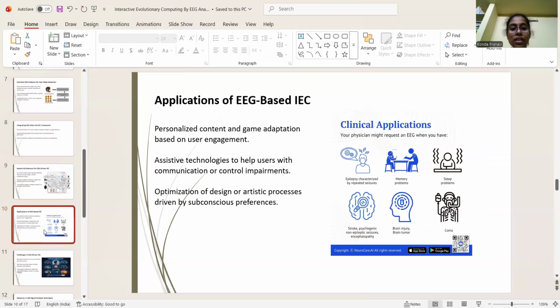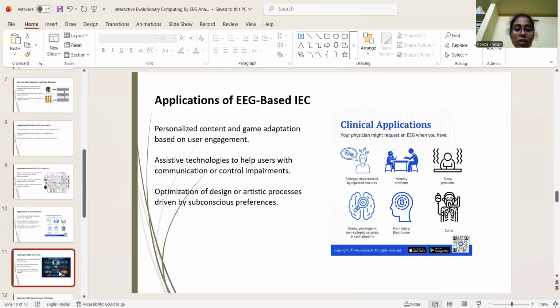Applications of EEG based IEC. Personalized content and game adaptation based on user engagement. Assistive technologies to help users with communication or control impairments. It can optimize the design of artistic processes driven by subconscious preferences. This approach is very useful in personalized gaming and creative design. It also helps to adapt automatically to user engagement and preferences.